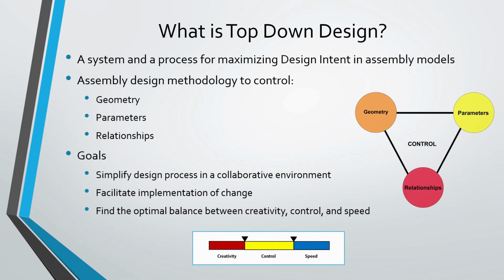And also, we want to find the balance between creativity, control, and speed. And that's always a challenge in different design programs, because if you lean more heavily towards one than the other, then you're going to end up suffering. For example, if you exert too much control, you're limiting the amount of creativity that your engineers can use when they're designing the different components, and it'll end up slowing you down. If you go too fast, you lose control and also the ability to come up with unique solutions.